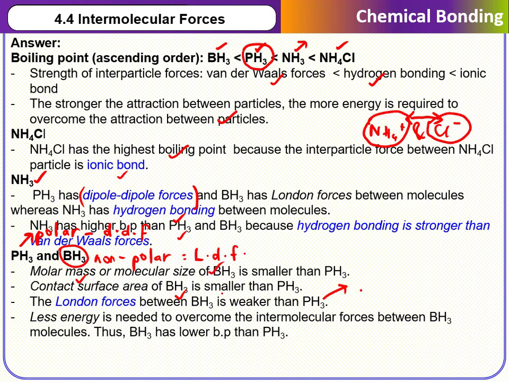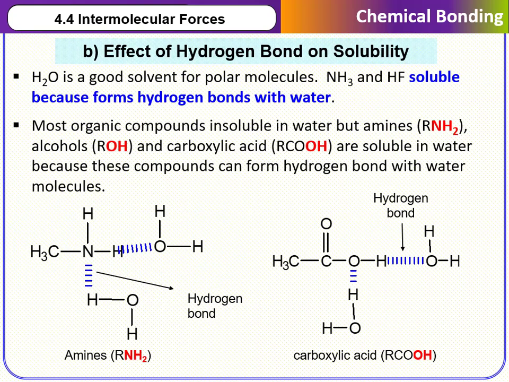Let us look at how hydrogen bonding can affect solubility. Solubility means keterlarutan. Water, is it a polar or non-polar molecule? Water is a polar molecule. So water is a good solvent for polar molecules. Why? Because water itself is a polar molecule. So ammonia and HF are soluble in water.